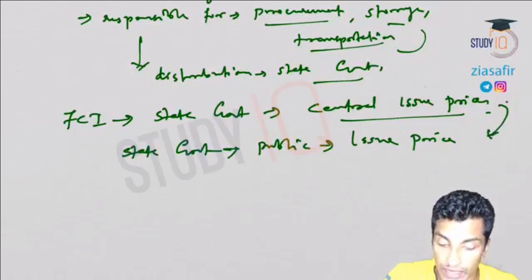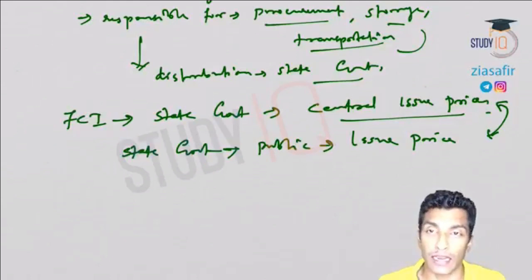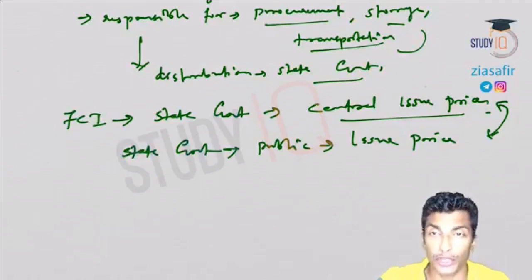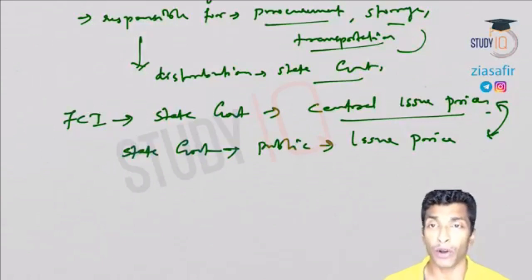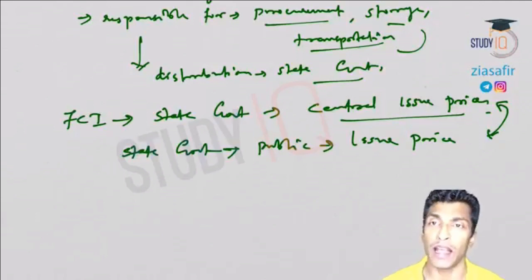Now what is the difference between central issue price and issue price? See, the issue price is never more than the central issue price, but it can be less than the central issue price if state governments are also giving additional subsidy. For example, Tamil Nadu is giving additional subsidy. So the issue price can be equal to the central issue price, whatever you are getting from FCI, at that price you sell directly to the public, or the state government can also give some subsidy on the central issue price, and then the issue price will be lesser than the central issue price.